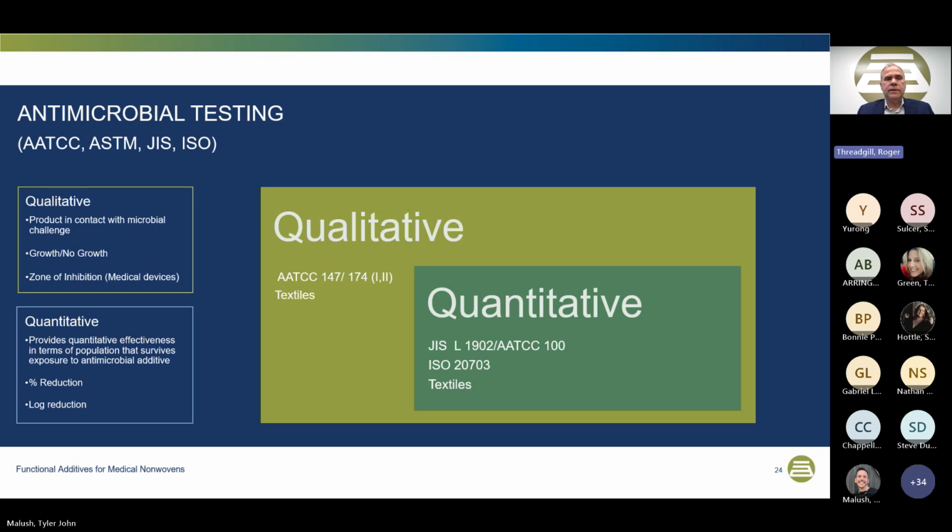One of the criteria for the test is a check to see if there's a zone of inhibition around the article, which means that for some distance away from the article, the treated article itself will see no growth of microbes. So that's called the zone of inhibition. Quantitative methods focus on population reduction of the microbes upon exposure to some agent. And these are typically presented in terms of percent reduction or log reduction. Next slide.